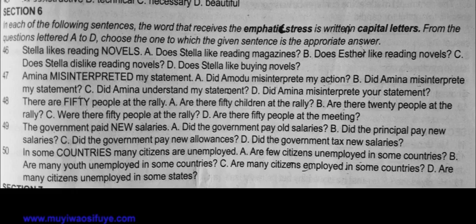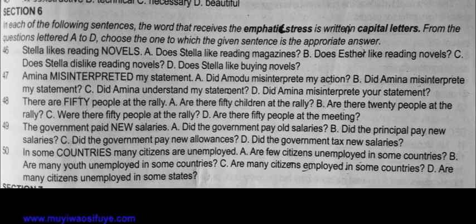Now let's look at the first 3 questions there: questions 46, 47, and 48. Question 46 reads, Stella likes reading novels. For that statement, the emphasized or capitalized word is novels. That's the emphatic stress. Now let's look at those options. Remember that those options are interrogative. They ask questions. That's why you find a question mark at the end of the options, to show that they are interrogative.